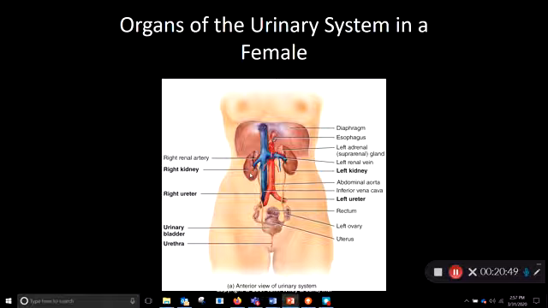Coming off of that kidney is the ureter right there, coming on down to the bladder. The bladder sits there, and then just below that is your urethra. That is the basic layout of your urinary system.